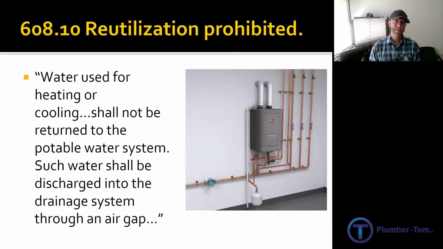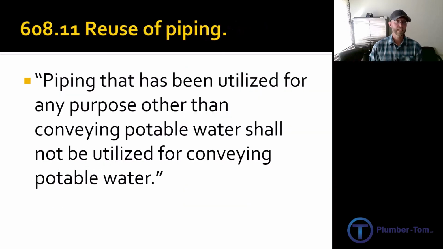608.10 prohibits the reutilization of water from a non-potable system. It says, water used for heating or cooling shall not be returned to the potable water system. Now you might think, well, all it did was circulate through and never touched anything outside of that. Well, yeah, but it's picking up a lot of junk from inside of that system as it cycles over and over and over. Such water shall be discharged into a drainage system through an air gap. We never allow it back into the potable.